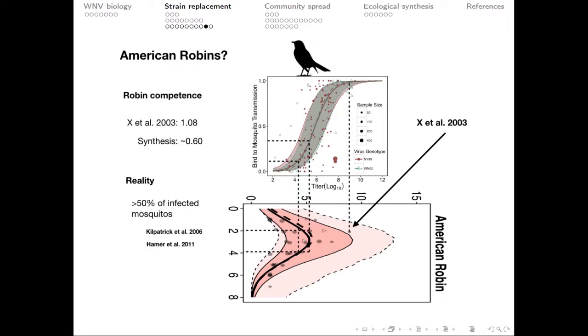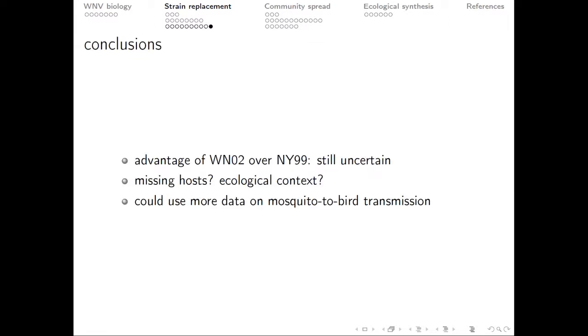This is, again, a kind of looking through a keyhole. We know that there are lots of infected robins infecting mosquitoes in these, sorry, I lied. These mosquitoes are being infected, obviously. But that doesn't necessarily translate to what's going on in the whole community. So maybe there's bird hosts other than these four bird species for which we have lots of data, maybe there's a bird species out there in which West Nile WNO2 has a big advantage, but we just haven't found it yet.